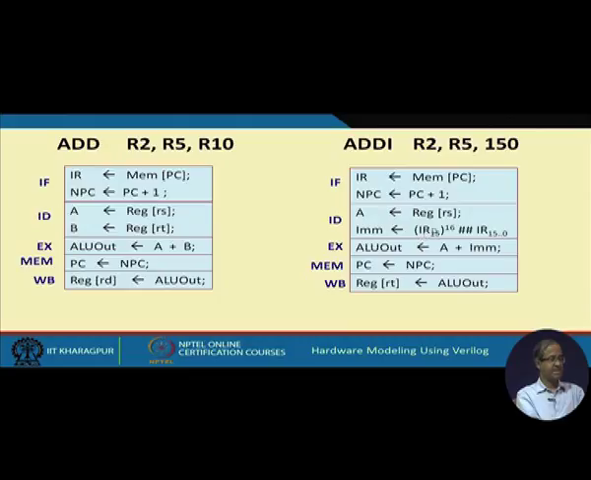gets sign extended, you store in IMM. In EX, you add A and IMM. So, R5 and 150 gets added. MEM same, NPC goes to PC, and WB similar, but instead of RD here it goes to RT, because in this instruction format only 2 registers are specified, RS and RT.